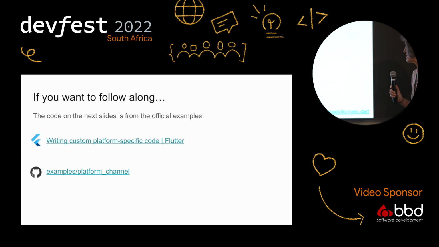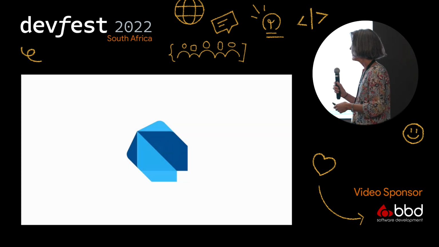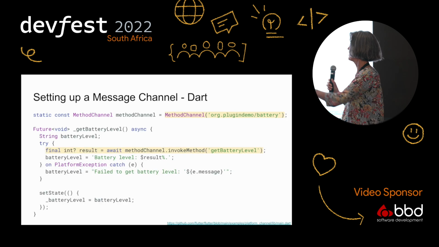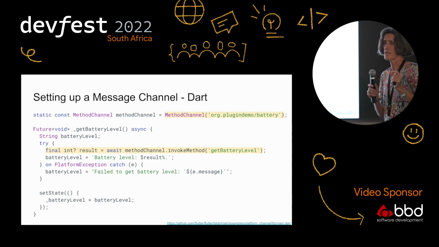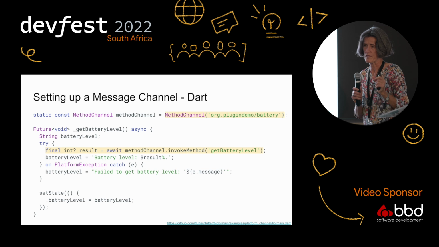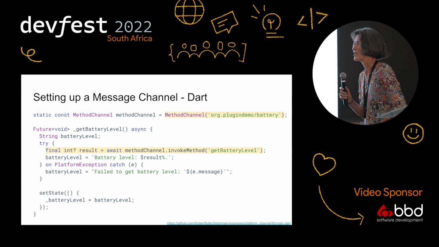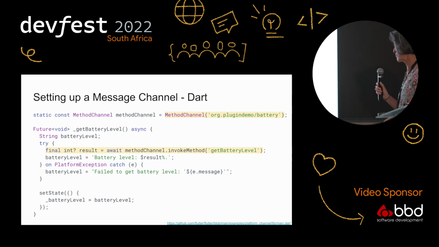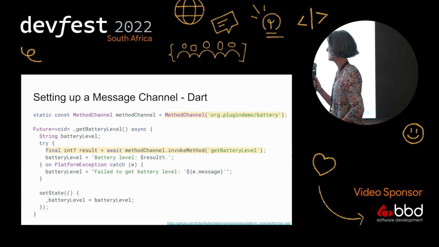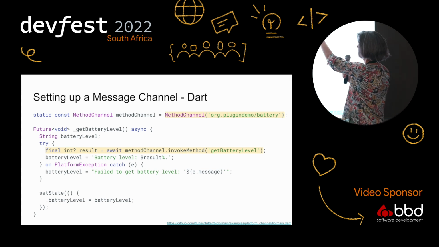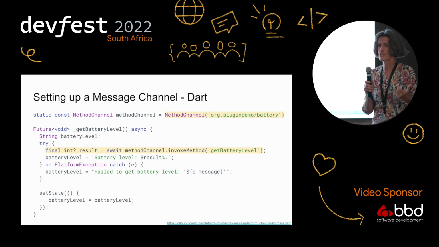Let's start with the Dart side. This is a very simplified example here, and it's about setting up a method channel. A message channel is identified by a string, and the string has to be unique, so it's a good practice to preface it with your qualified app name. That gives you a message channel object, and then from there you can use it by invoking messages. What you see here is a message, getBatteryLevel. It is just a string.